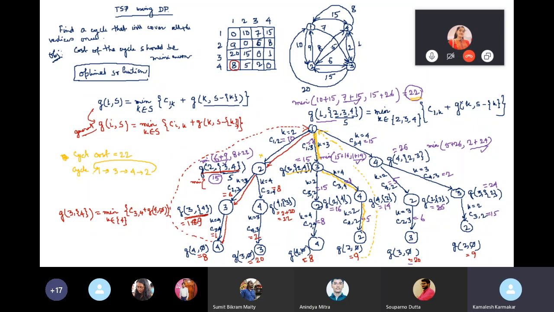If there does not exist any edge, then you have to put infinite as a distance. If you put infinite, then obviously when you are going to find minimum cost, the path will be eliminated.